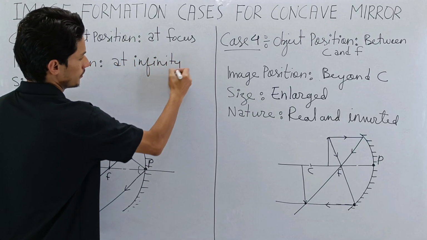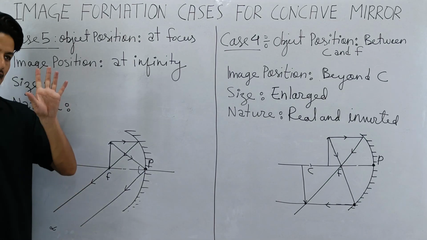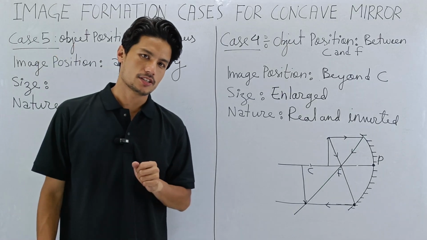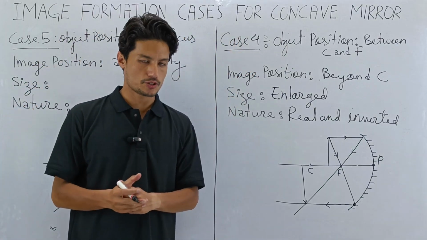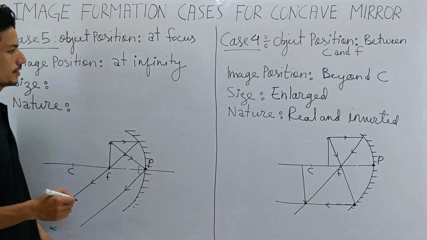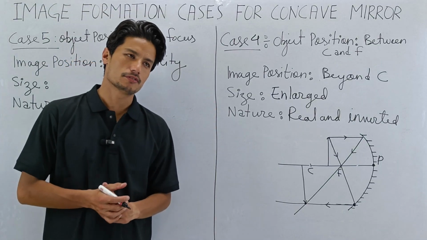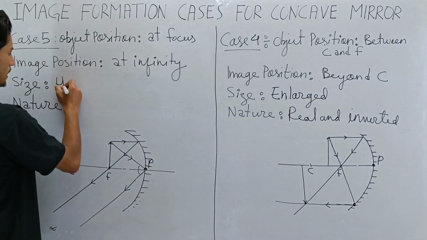Infinity. Size. What will be the size? Remember class, images which are formed at infinity are humongous. They are very, very big, extremely big. So what will we write? Should we write humongous? No. We will write highly enlarged. So the word is highly enlarged.